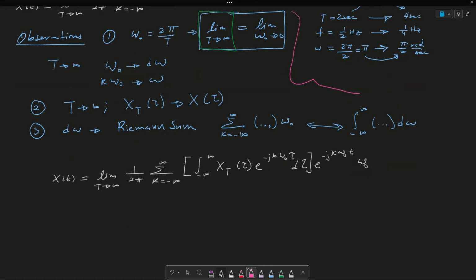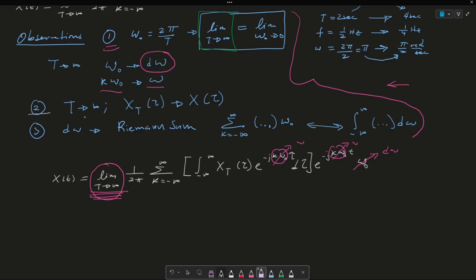So now what we can do is work with these 3 observations here to simplify this equation. And what I can do is, according to my first observation, for the limit as t goes to infinity, omega naught changes into this delta omega. So this omega naught here will be this d omega. And my discrete frequencies turn into a continuous frequency, where again here will just be omega, and here will just be omega. And again, this is because I'm taking the limit as t goes to infinity.